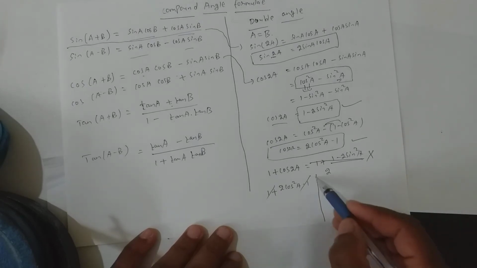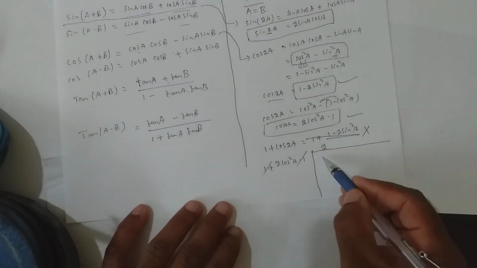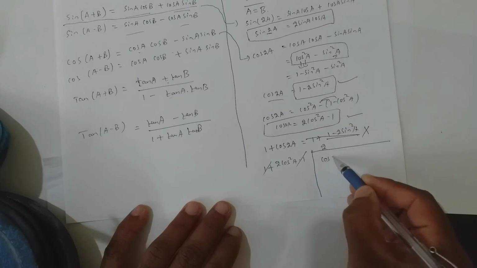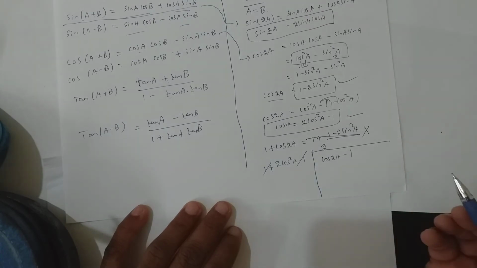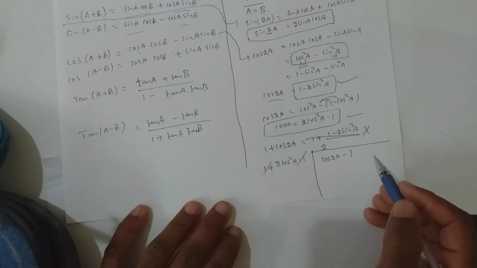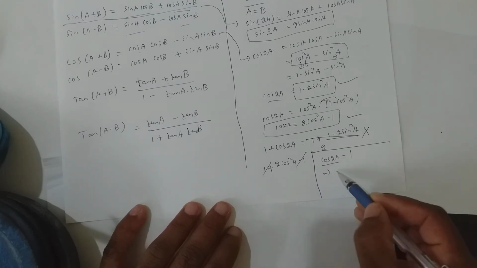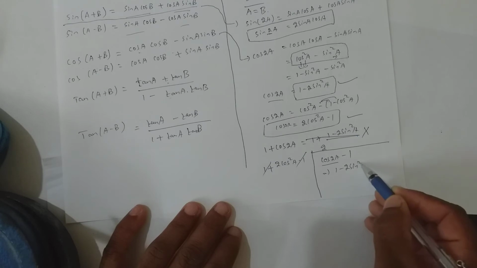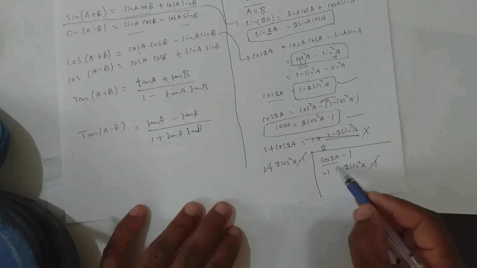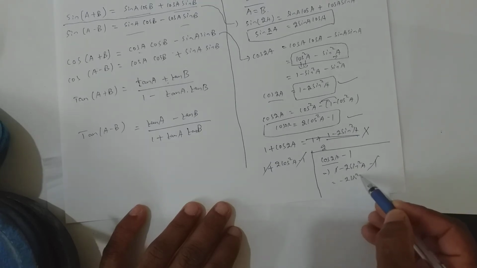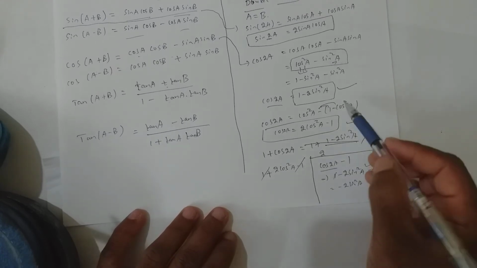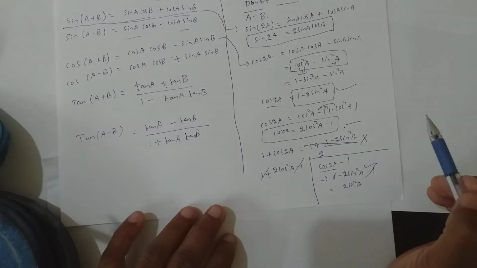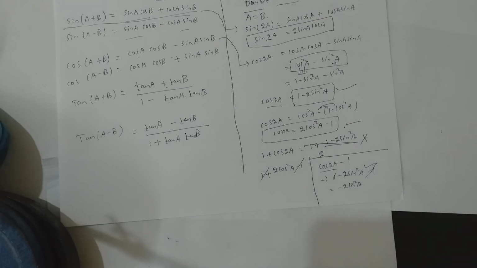Now one more example. If you have cos 2A minus 1, what formula would you use for cos 2A? If I use 1 minus 2 sin square A, only then is the 1 getting cancelled. So I should use this formula. You will choose this formula or that formula depending on which one cancels out the 1. By using which formula the 1 gets cancelled, accordingly you will choose that formula.